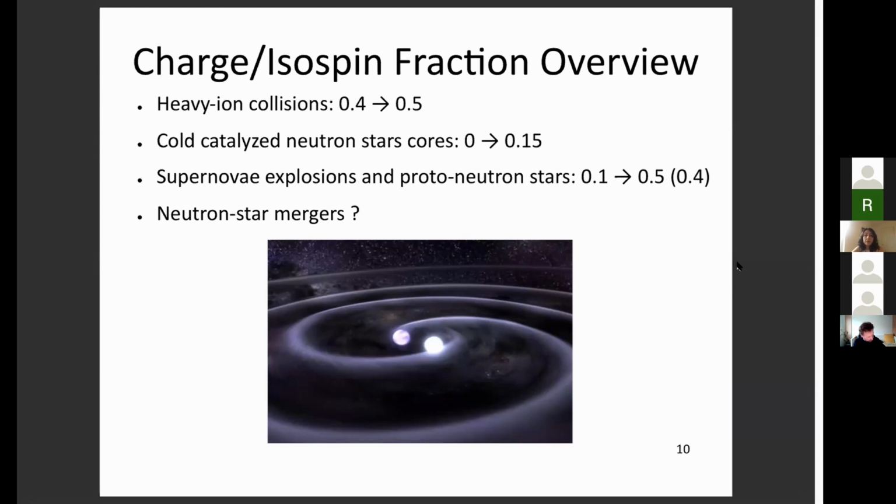But an interesting question is, where do neutron star mergers fit in this picture? Are they more like supernovae? Because they're hot, they have a large entropy per baryon, so many people like to compare them to supernovae just being a little bit hotter. But what I found out is actually quite different from that.